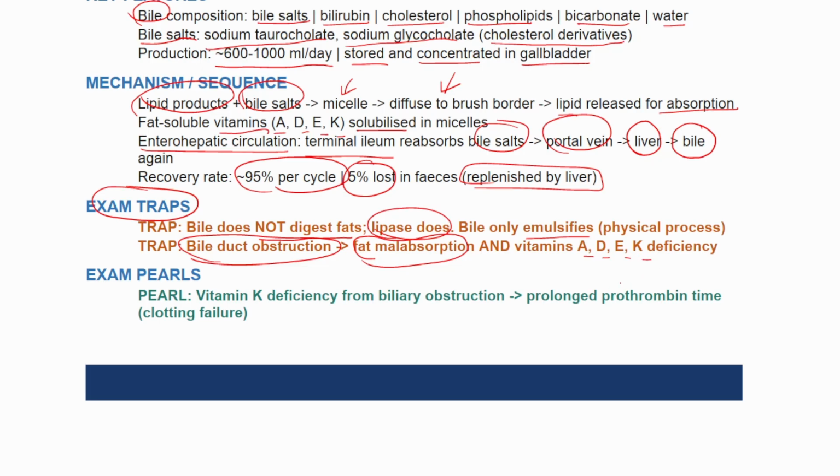Let's wrap up by diving into high-yield exam pearls you must memorize for the exams. A clinical result of severe vitamin K deficiency from biliary obstruction is the development of coagulopathy, where a lack of vitamin K leaves clotting factors unactivated, leading directly to prolonged prothrombin time and clotting failure.